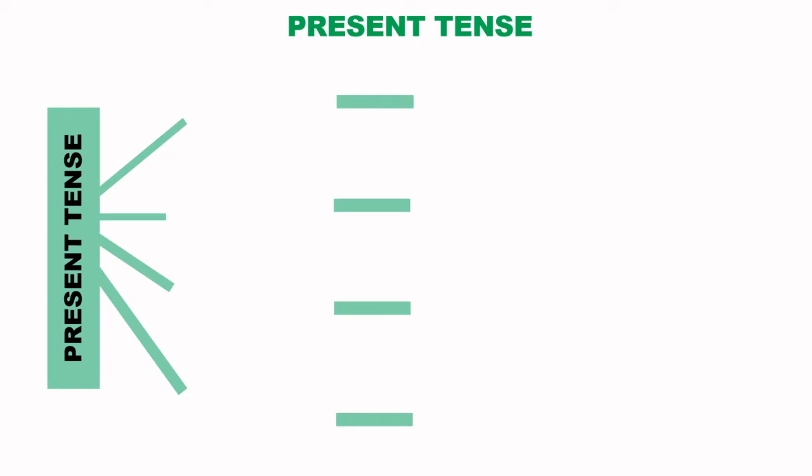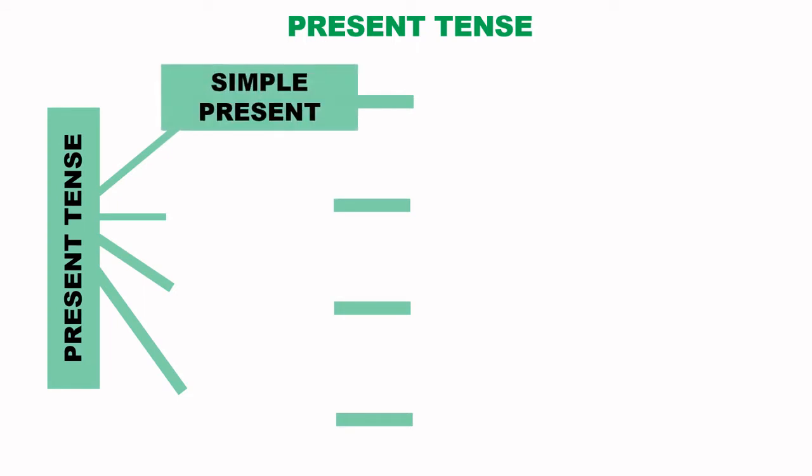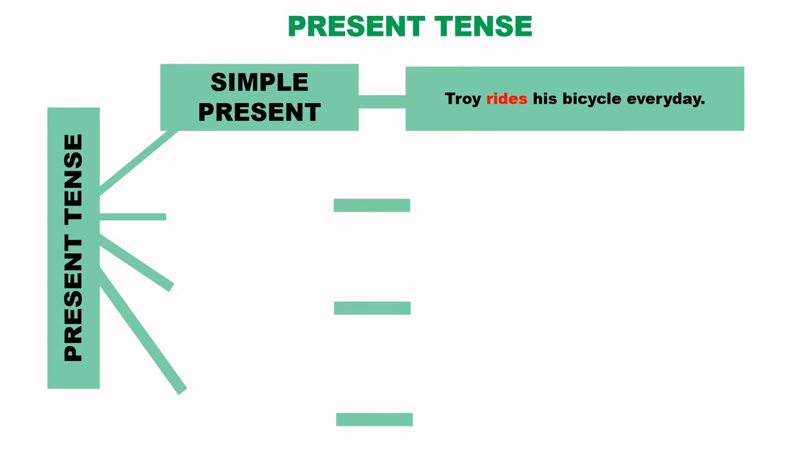The present tense. The other forms of the present tense include simple present. This describes action that is taking place now or action that takes place often. And one example of a sentence in the simple present tense: Troy rides his bicycle every day.